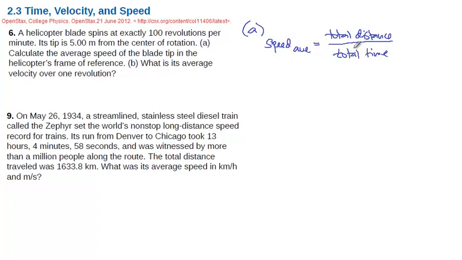Based on the problem, I think it is clear that in 1 minute, the helicopter blade spins 100 revolutions. So if you take a basis of 1 minute of time, the helicopter blade will travel 100 revolutions. Now note that a revolution is not a unit of distance.